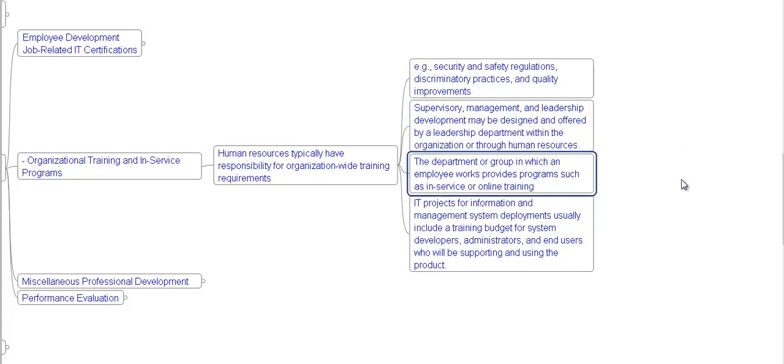The department or group in which an employee works provides programs such as in-service or online training. IT projects for information and management system deployment usually include a training budget for the system developers, administrators, and end users who will be supporting and using the product.